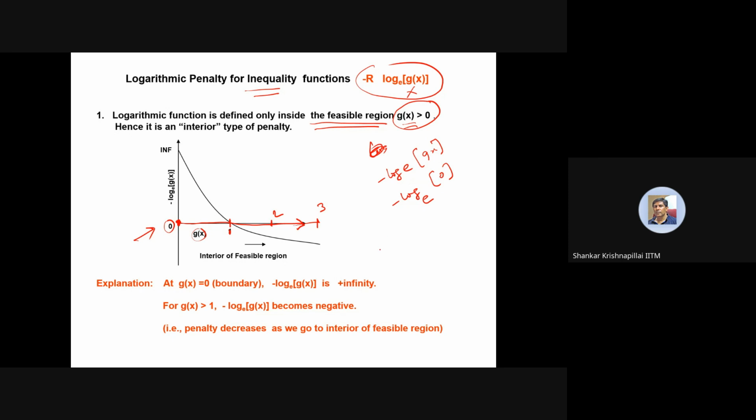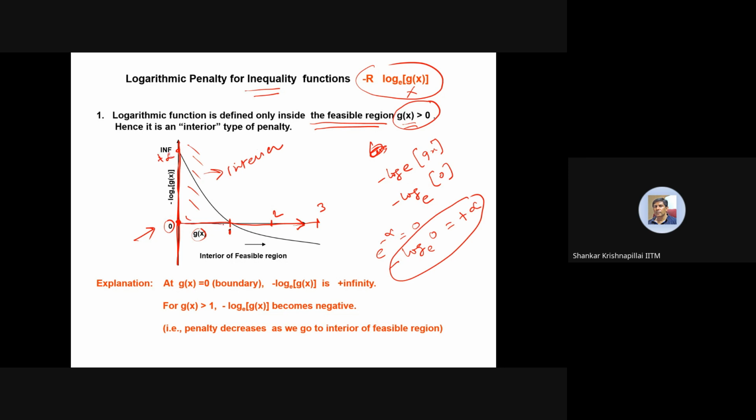Okay, so you know that e raised to minus infinity is equal to 0. So log of 0 to the base e is equal to minus infinity. So minus log of 0 to the base e is plus infinity. So you will get a value of plus infinity at the boundary. So this is the boundary of the feasible region. This is the interior of the feasible region. So at the boundary of the feasible region, penalty is plus infinity here.